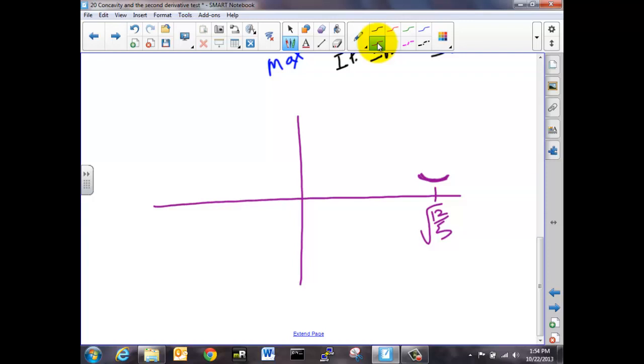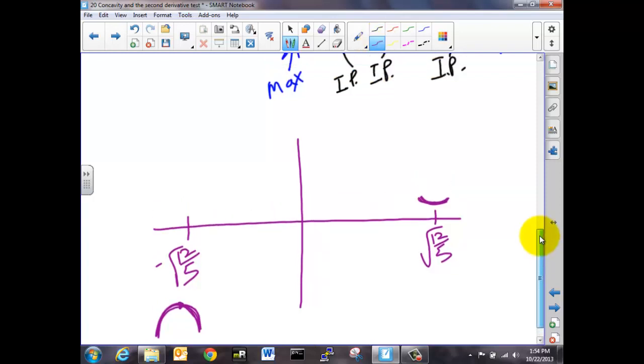What do we know about negative 12 fifths? It's a max, okay? I'm fixing to blow your minds, okay? There's the max, there's the min. They're relative max and relative min, okay? So, now, what else do we know then?